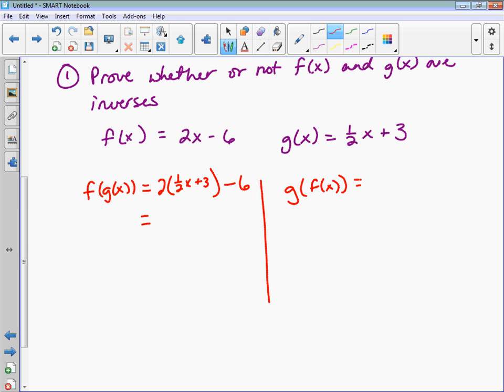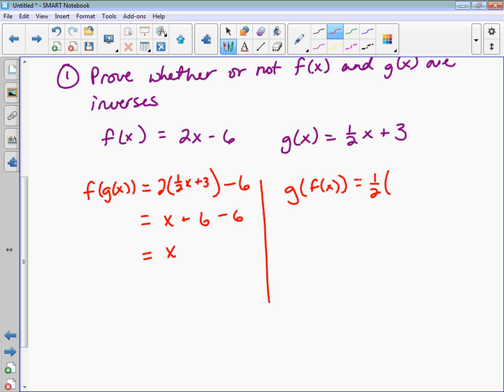So, distribute, what's 2 times 1/2? 1, so that's just x plus 2 times 3, 6. That's not supposed to be the hard part. So x plus 6 minus 6, we get just x. But do you guys see the work that I'm showing there? That is what you have to show to prove it. And we do have to do both, okay? So we've done f of g of x, it worked. You also need to do g of f of x.